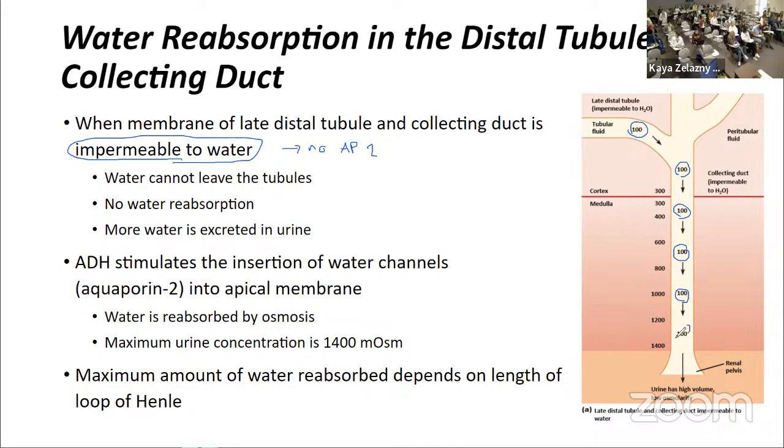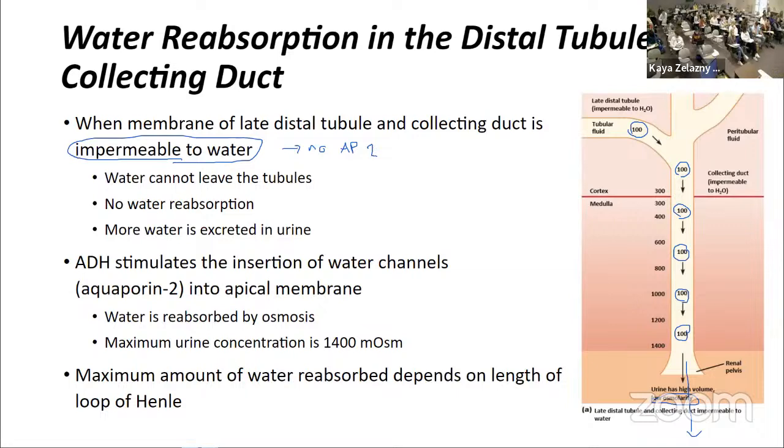The water can't move. It just keeps going out of your body, out the ureters to the bladder, and you pee it out, okay? Your urine would then have low osmolarity, right? Because it's just going to keep that 100 milliosmoles essentially. And you'd have a lot of it. The reason for that is your urine is mainly made up of water, right? That's what the fluid is, okay?